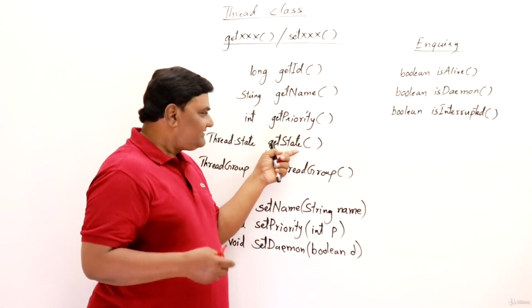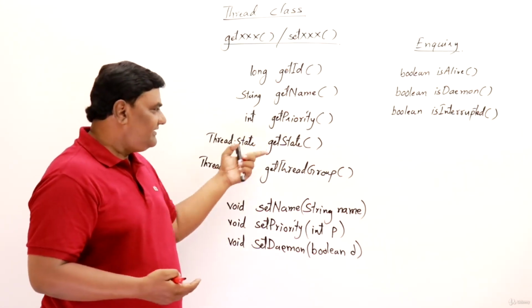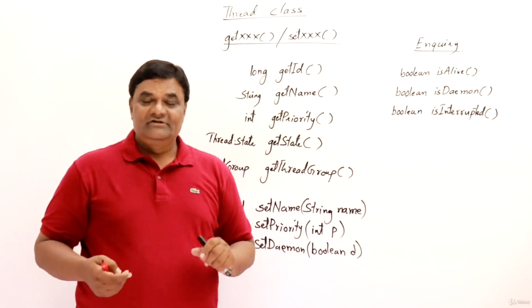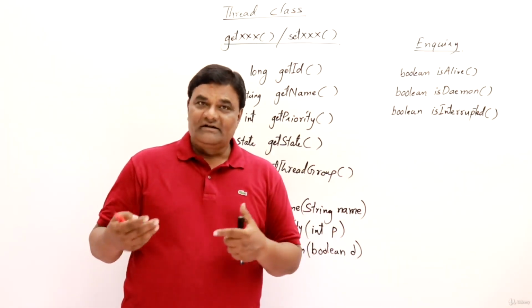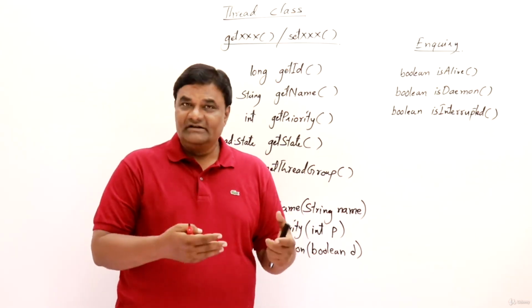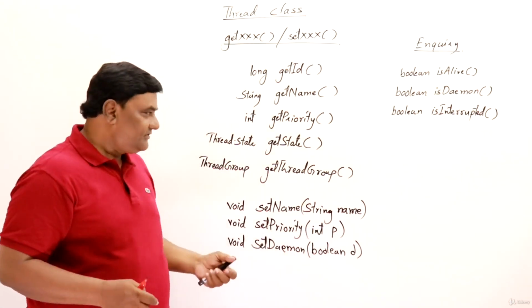Then getState. States are also defined just like those priorities. So you can get the state of a thread. We have already seen what the states of a thread are: ready, new, running, and blocked. So that state you can know.